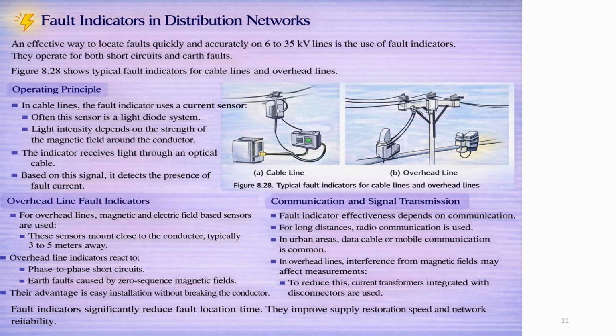The output of a fault indicator depends on its design. In the simplest case, it behaves like an overcurrent relay. It indicates only that current exceeded a threshold. To determine current direction, voltage measurement is also required. Advanced fault indicators include both current and voltage sensing. Fault indicators significantly reduce the fault location time. They improve supply restoration speed and network reliability.